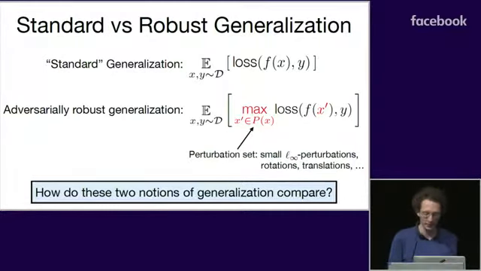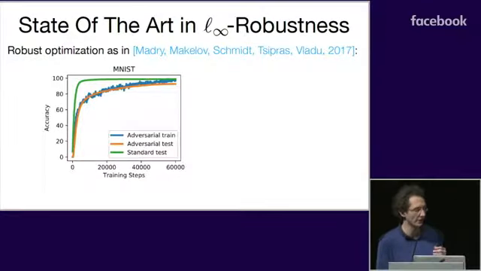Okay, so you might ask now, is this in any way related to the state of the art in robust classification? And the answer is yes. Actually, this very well characterizes what we see in practice. So this is the current state of the art in L infinity robustness, from the paper Alexander's group and I wrote last year on how to do robust optimization for L infinity robustness.